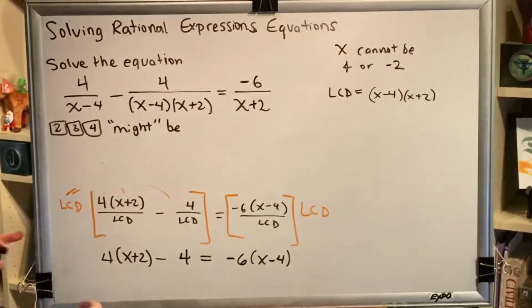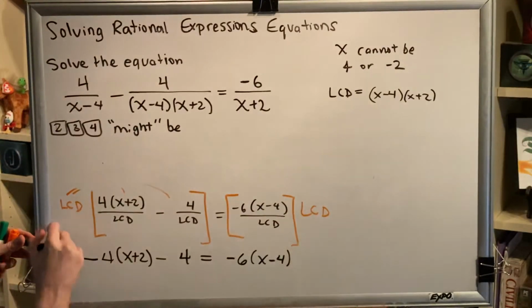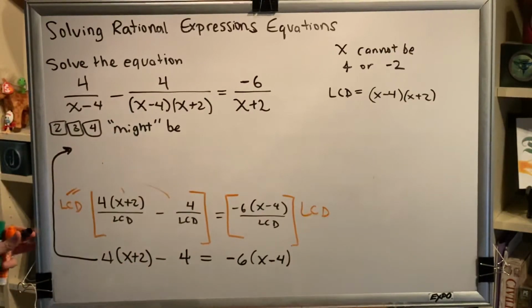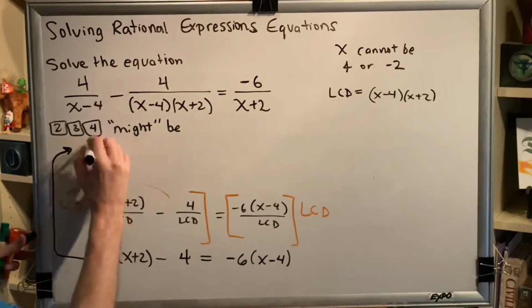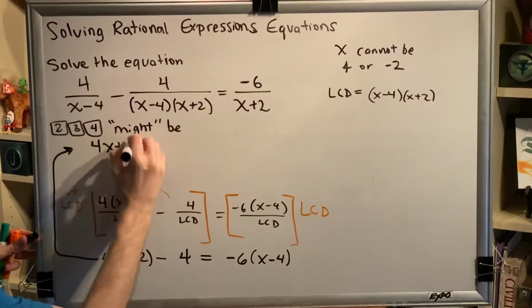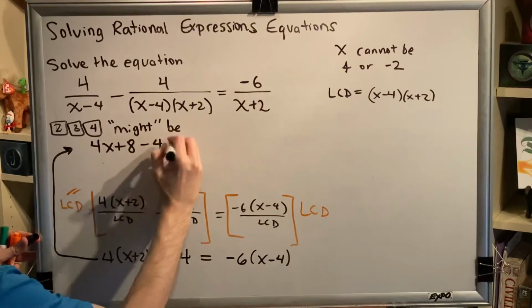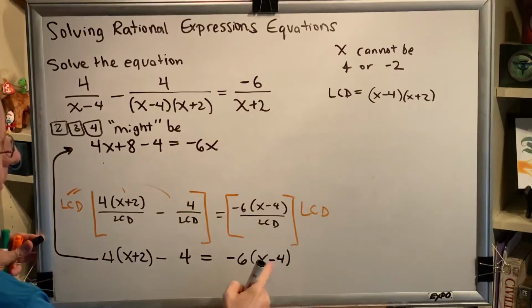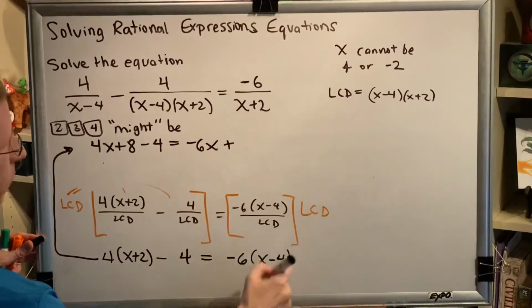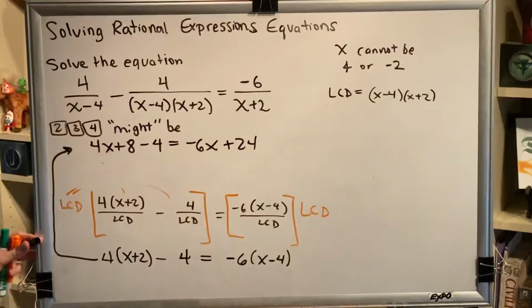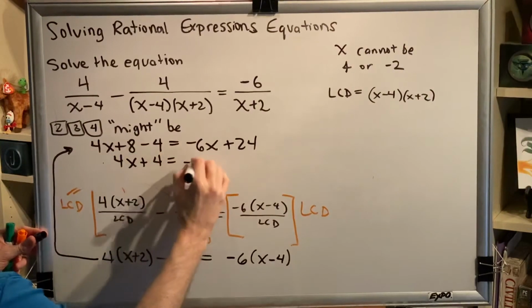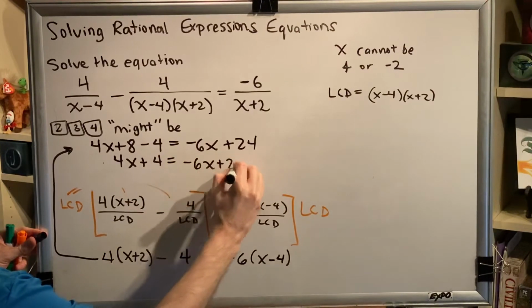So let's go ahead and distribute. I'm going to do this work while I'm moving up the column here. I'm trying to be a good manager of the space that I have available to me. Distributing, this is going to be 4x plus 8, minus 4, equals negative 6x, and a negative times a negative is a positive, and 6 times 4 is 24. Combining like terms, this gives me 4x plus 4 equals negative 6x plus 24.